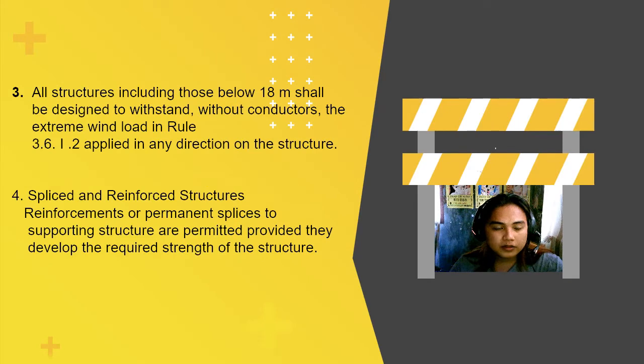Number three, all structures including those below 18 meters shall be designed to withstand, without conductors, the extreme wind load in rule 3.6.1.2 applied in any direction on the structure. Number four is the splice and reinforced structure. Reinforcement or permanent splices to supporting structures are permitted provided they develop the required strength of the structure.